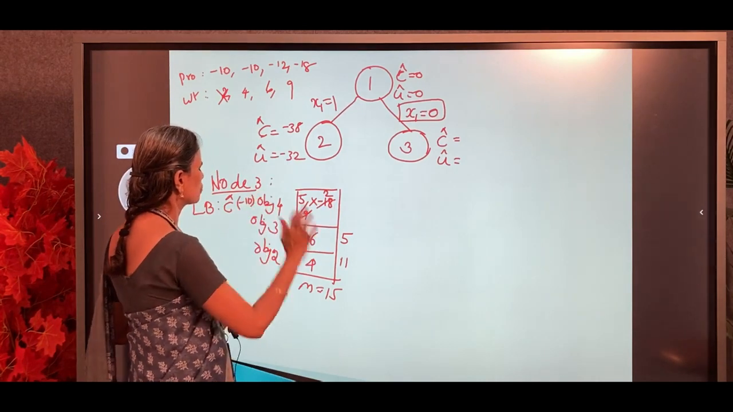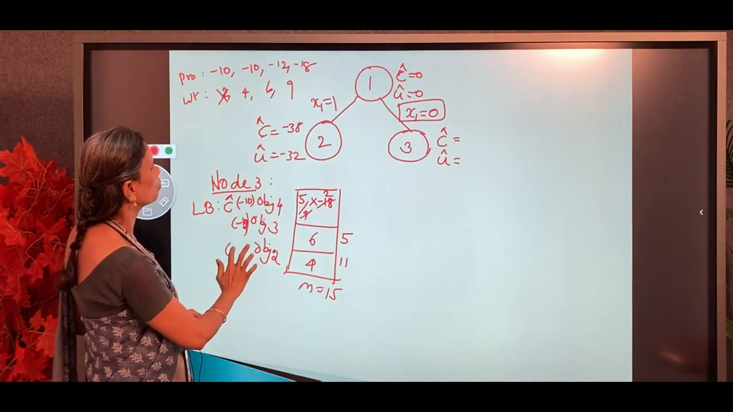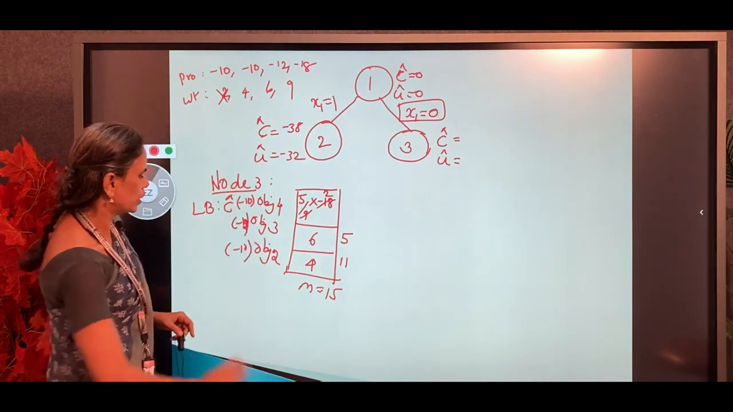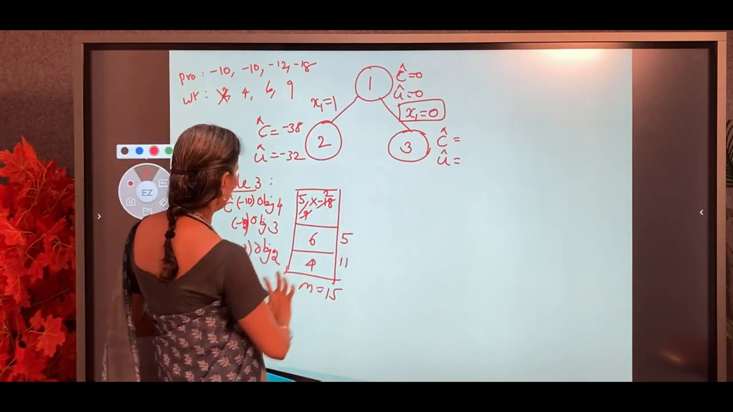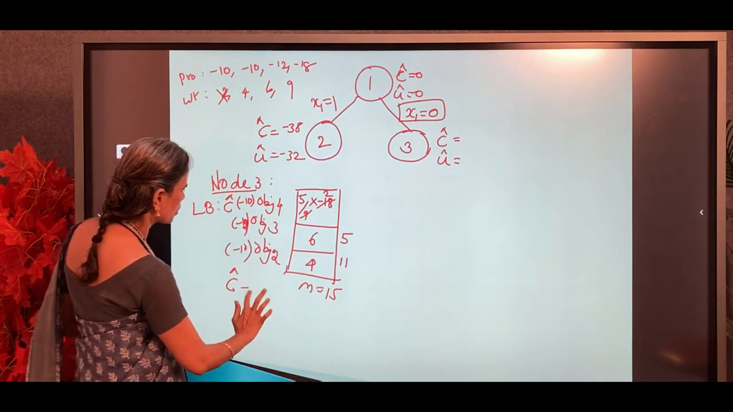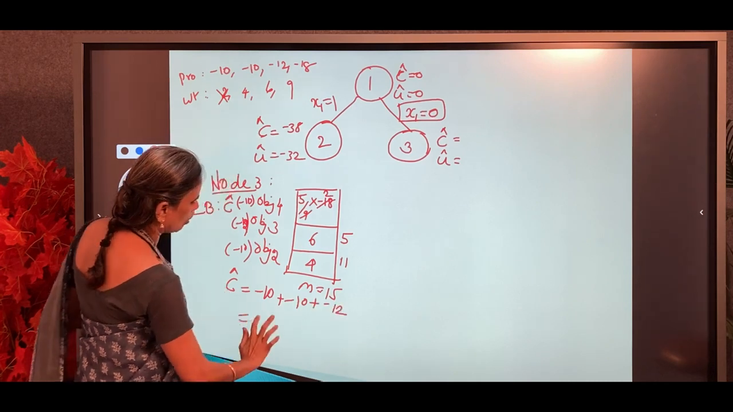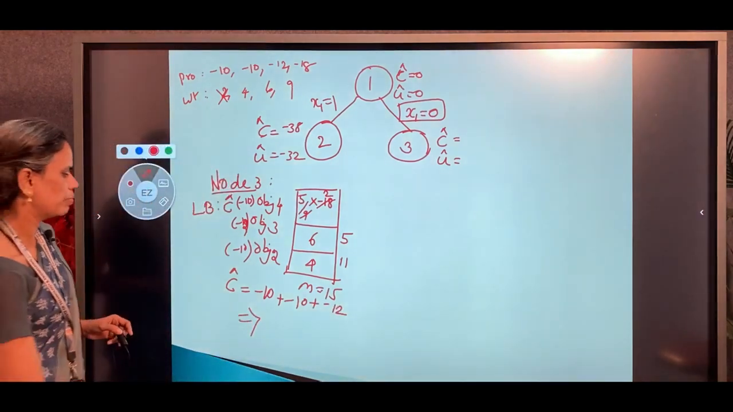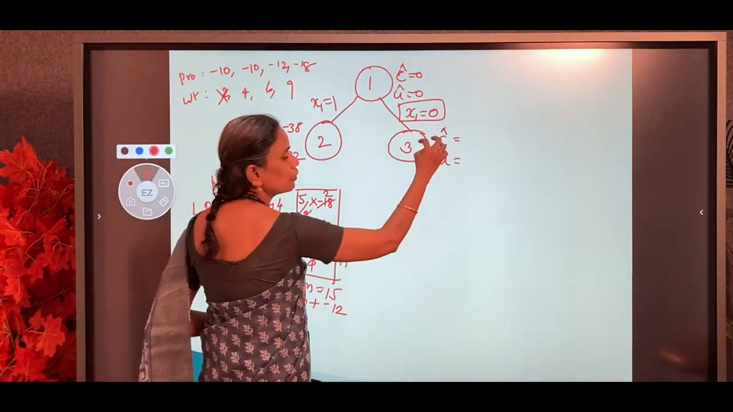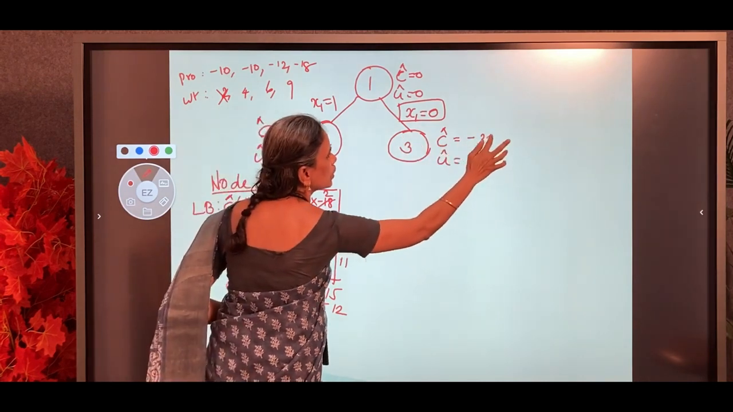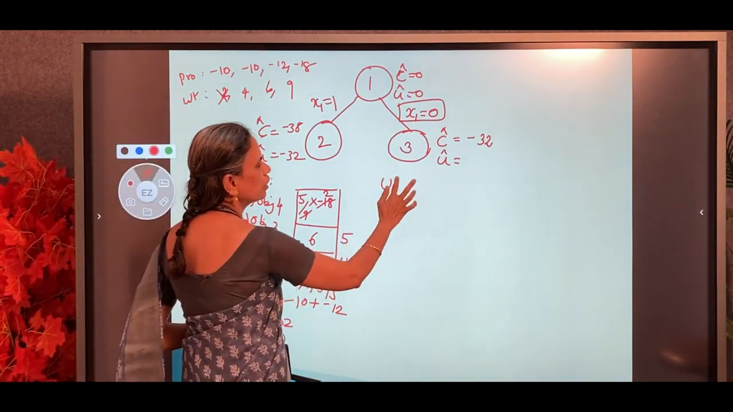So this value will be minus 10, and the profit of object 2 will be minus 12, and object 2 will be minus 10. For the lower bound we have to find out C cap, which is minus 10 plus minus 10 plus minus 12. The answer will be minus 32. So the lower bound value for node 3 will be minus 32, and again we have to calculate the upper bound value.